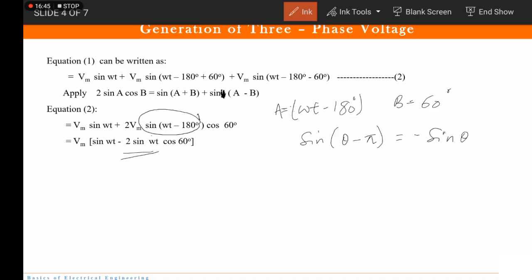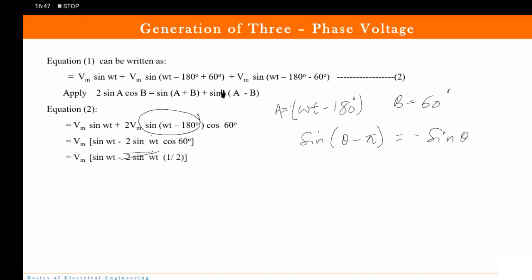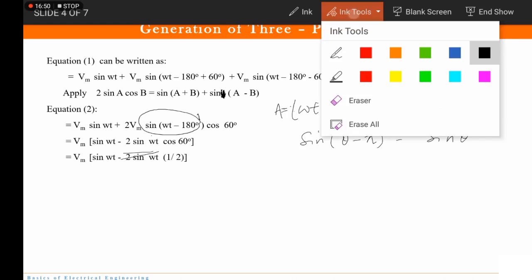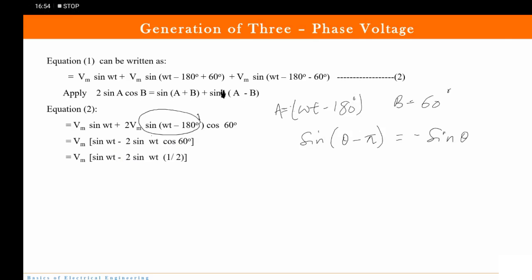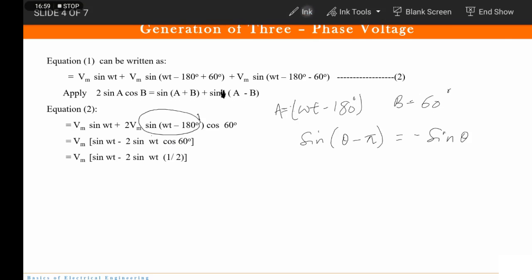Fine. And then we will put the values. So cos 60 is half, that is 1 by 2. Now what will happen now? This 2 and this 2 will get cancelled. And what do we get? We get Vm outside bracket because Vm was common. Sin omega t, 2 and 2 got cancelled. So here again we have sin omega t. So again these two will get cancelled.